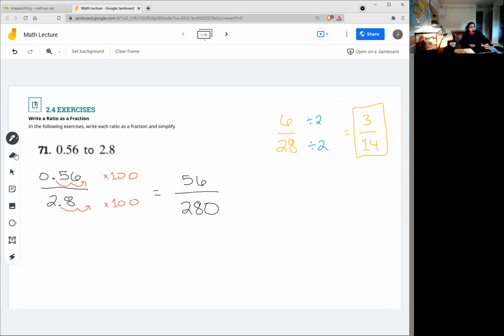Okay, in this case, I think I can divide top and bottom by 4. That's going to give me what, 14 on the top and 70 on the bottom, if I'm doing my mental math correct. Holler if I'm making a mistake, since we've all had a big day.